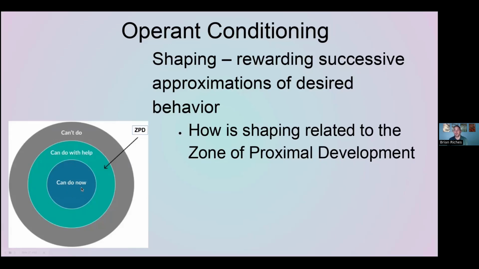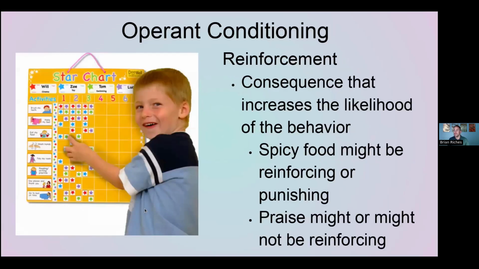So then it will expand its zone of proximal development. This zone of proximal development, the socio-emotional learning theory, does kind of absorb this behavioral learning theory as well. But with that, we use reinforcements a lot. A star chart is a good example of a reinforcement, but reinforcements are a consequence that increases the likelihood of the behavior. So it's a really specific definition. The consequence is making it likely that the behavior will happen again.